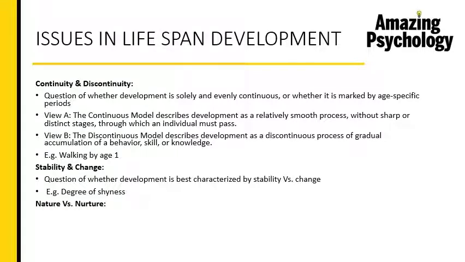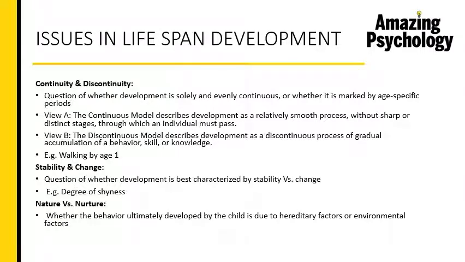The third issue is nature versus nurture. We've talked about this before as well. Let's just go through it once again. This is whether the behavior of a person or a child is ultimately influenced by hereditary factors such as their genes or environmental factors such as the environment and the culture that they are exposed to. An example, as I mentioned before, is genes or upbringing.